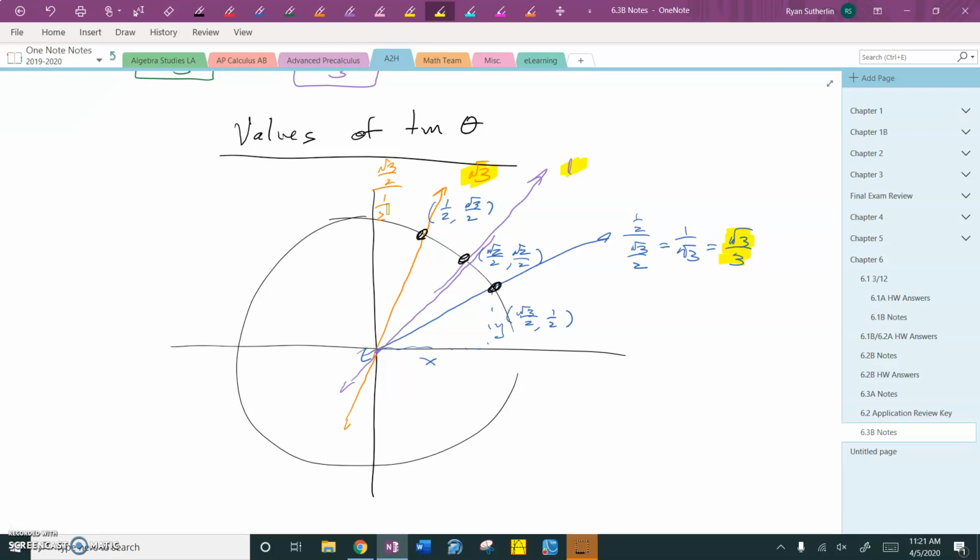Your homework will involve practicing this quite a bit, and then next block we'll do a little bit more with the unit circle.